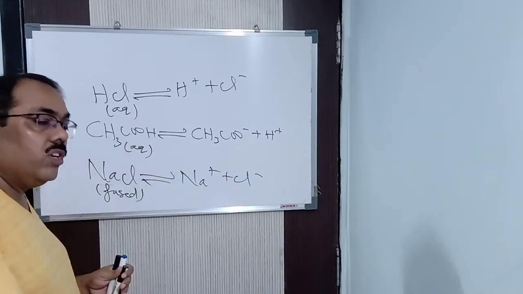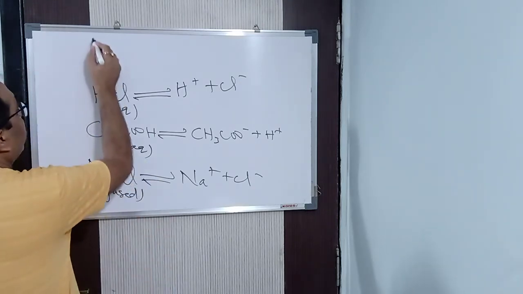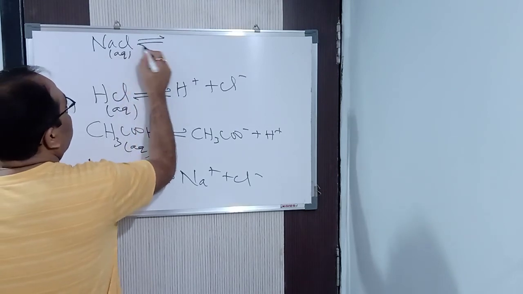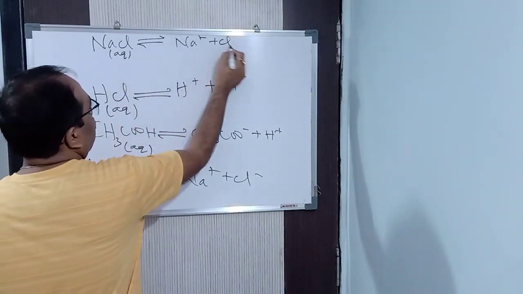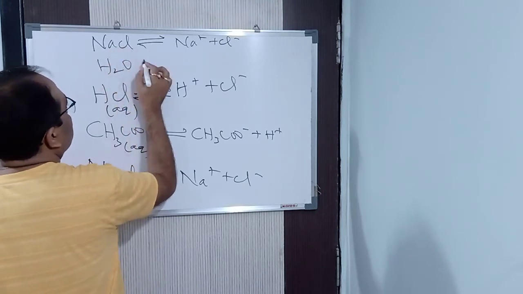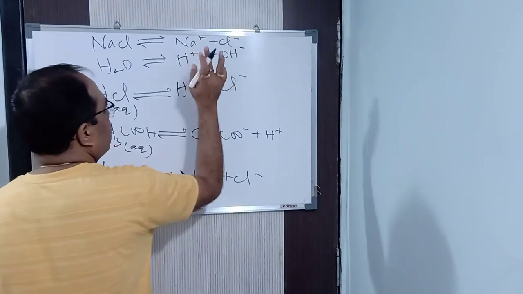Similarly, when you dissolve sodium chloride in water, what happens? NaCl aqueous dissociates to give you what? Same thing, Na plus and Cl minus. Aqueous means nothing but water. I told you just now that water will dissociate to give you H plus and OH minus. So exactly what happens, listen carefully.